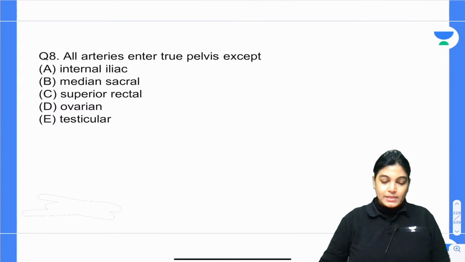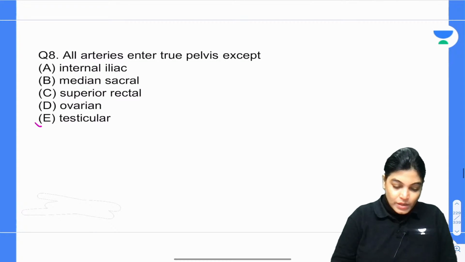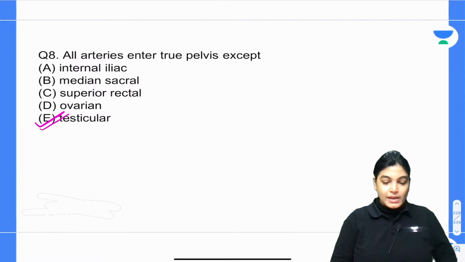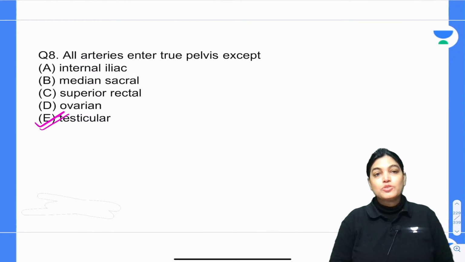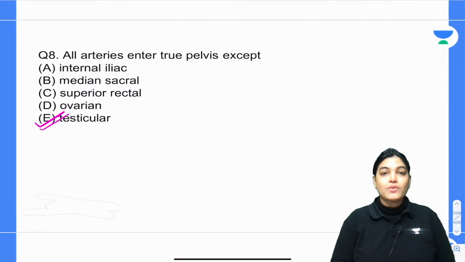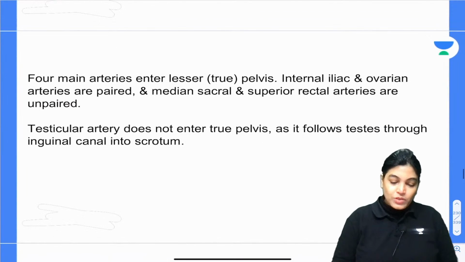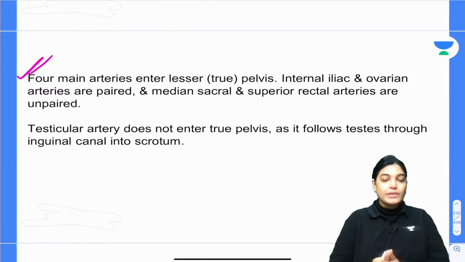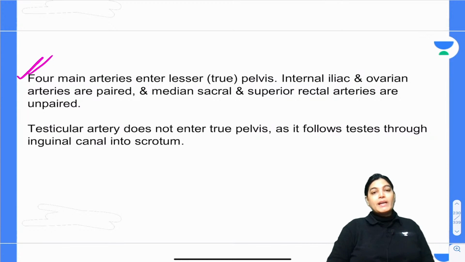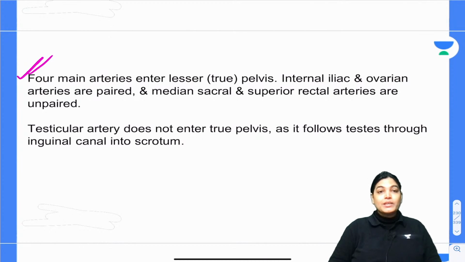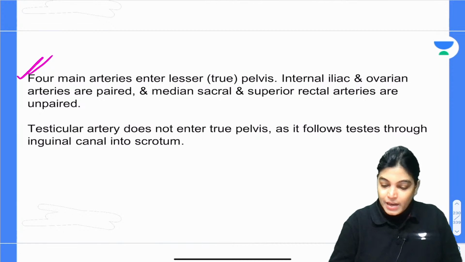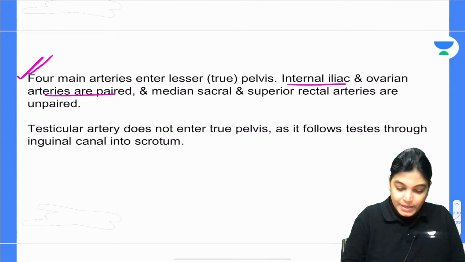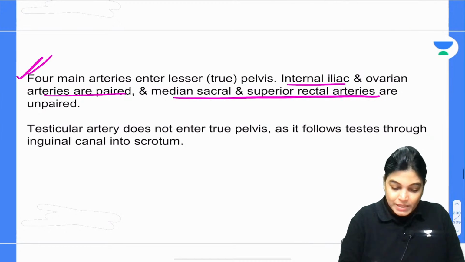So the correct answer here is testicular artery. The testicular artery is the one not going inside the true pelvic region. The rest of the arteries go into the true pelvis. There are 4 main arteries which enter the true pelvis, also called the lesser pelvis. These are the internal iliac artery, ovarian arteries, median sacral, and superior rectal arteries.